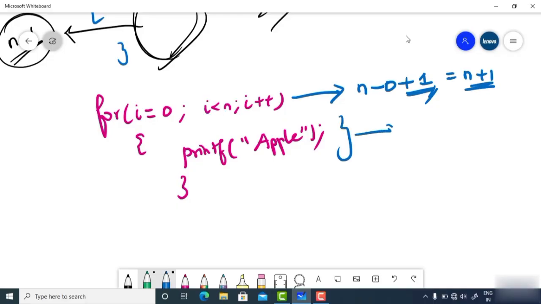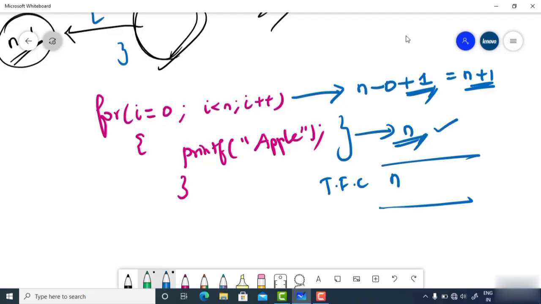And all the statements inside the loop will go for n times. So what is the total frequency count? You just add these two. So n plus n plus 1. And if you add this, you'll get 2n plus 1. Right? So that is the total frequency count.